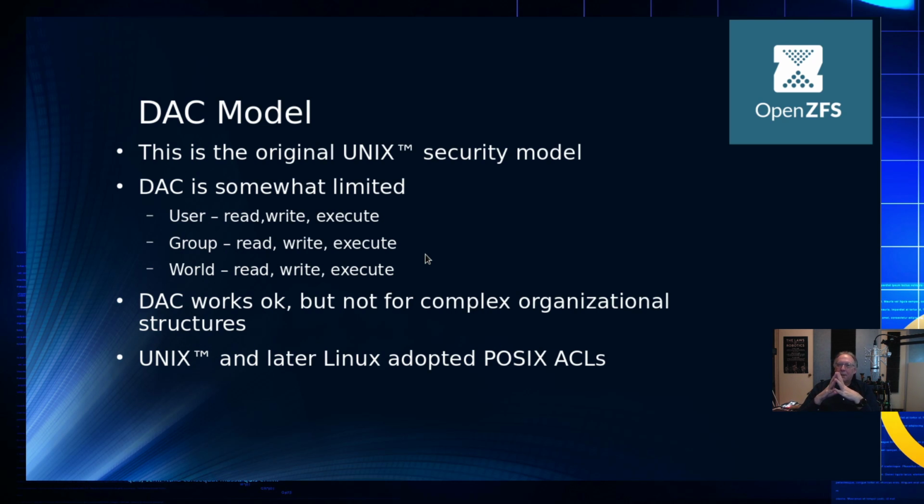So DAC. What is DAC? What is the DAC model? DAC is discretionary access control. That is the model of security that we're probably all used to in Linux because it came from Unix. It is the original security model for Unix, and Linux did inherit that. But DAC, when you get into many users and complex organizational structures, is somewhat limited because it really only has three things that you can modify.